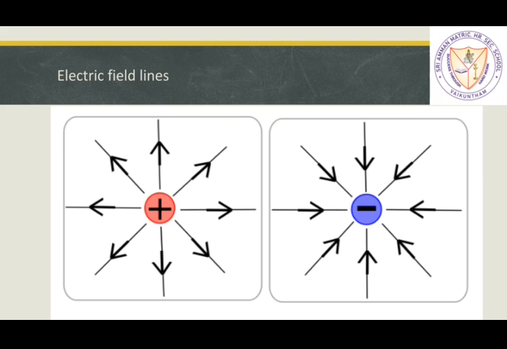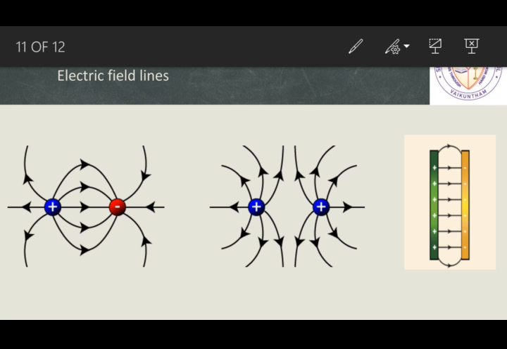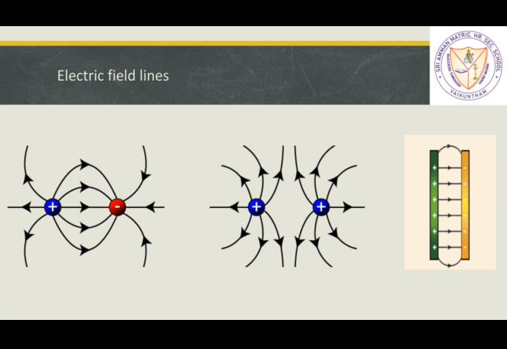So for the positive charge, the electric field will be going outside. For a negative charge, the field lines will be coming inside. So always remember, the electric field lines or the lines of force start from the positive charge and end at the negative charge.